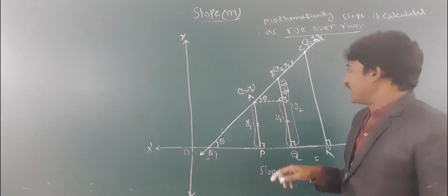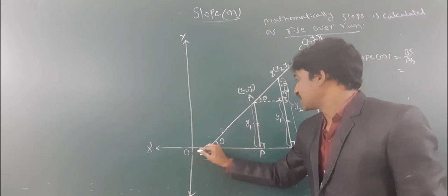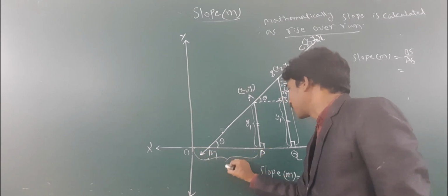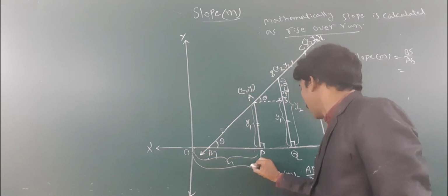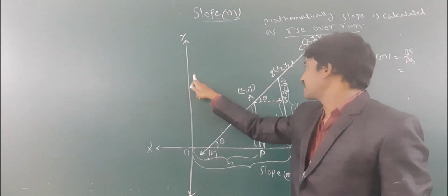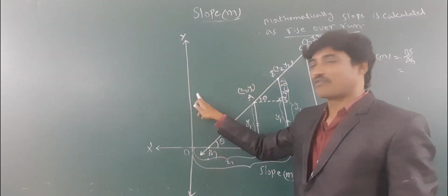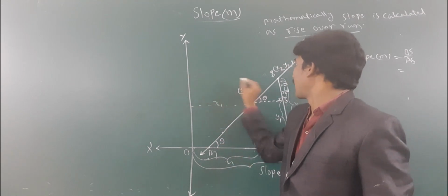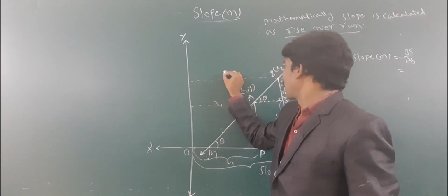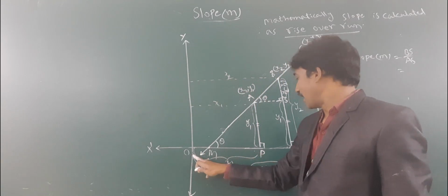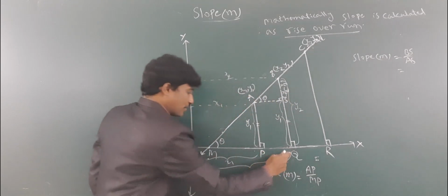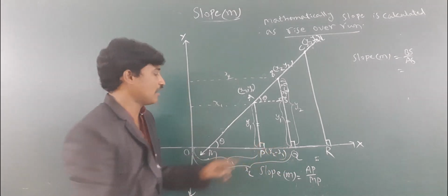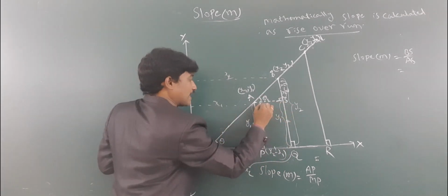Then AS: the distance from the y-axis to a point is called the x coordinate. Here OP is x1 and OQ is x2, so the distance PQ is x2 minus x1. As PQ is x2 minus x1, and in a rectangle opposite sides are equal, AS is x2 minus x1.